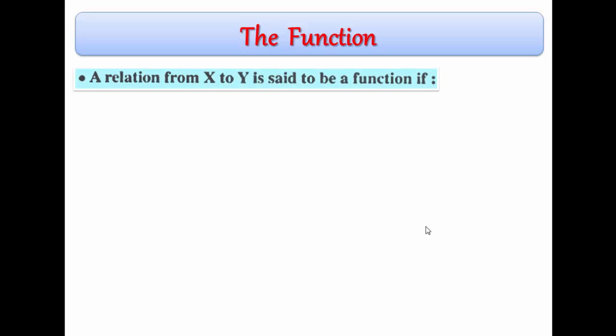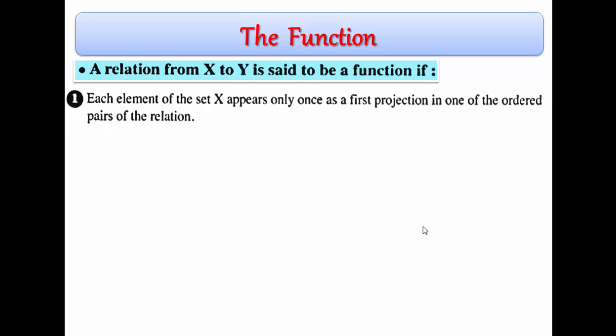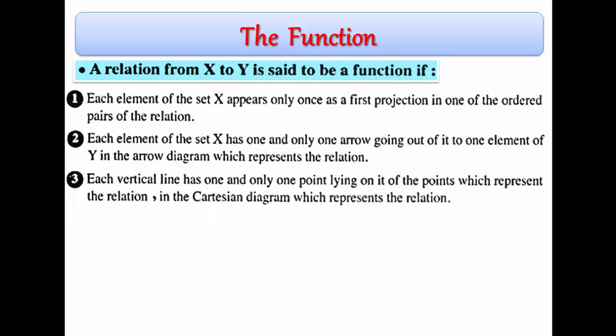The function. A relation from x to y is said to be a function if each element of the set x appears only once as a first projection in one of the ordered pairs of the relation. Each element of the set x has one and only one arrow going out of it to one element of y in the arrow diagram which represents the relation. Each vertical line has one and only one point lying on it of the points which represent the relation in the Cartesian diagram.